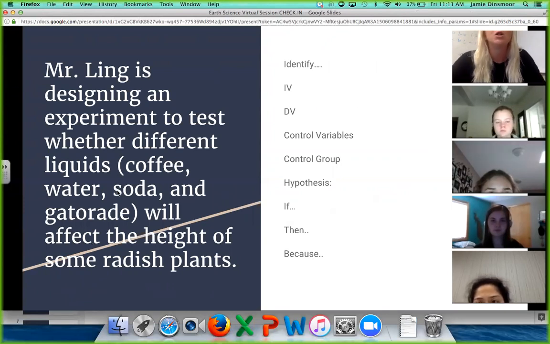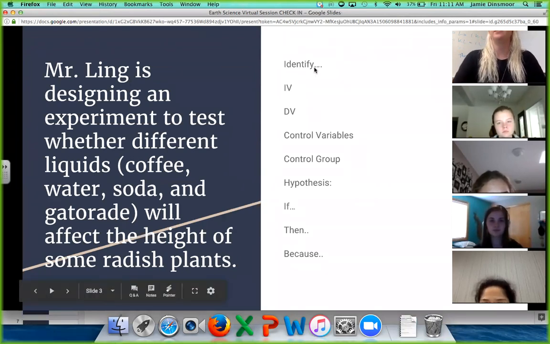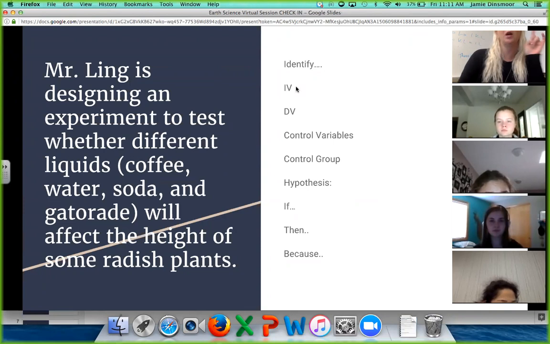Okay, so Mr. Ling is designing an experiment to test whether different liquids, specifically coffee, water, soda, and Gatorade, will affect the height of some radish plants. Okay, that's what he's doing. So we're going to identify our independent variable, dependent variable, control variables, if there's a control group, and then we're going to write a hypothesis, right, which is all basic science experiment kind of stuff.